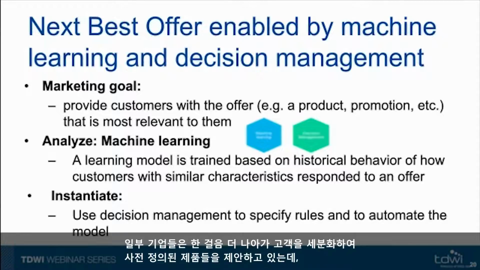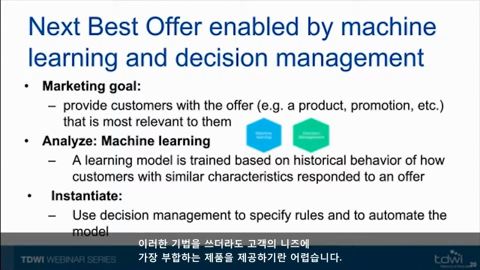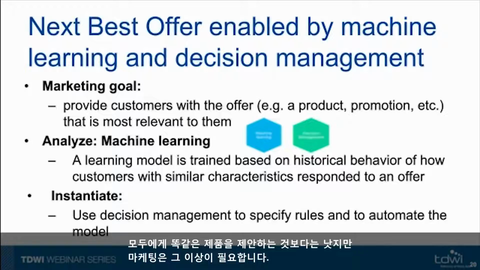Some organizations go further. They segment their customers and offer them a predefined set of offers. So they divide their customer base into groups that are similar, and based on what they think they know about how they would respond, they give them these offers. In many cases, using these techniques doesn't really provide the customer with what they really want. It's better than blanketing everyone with the same offer, but marketing can do better than that.